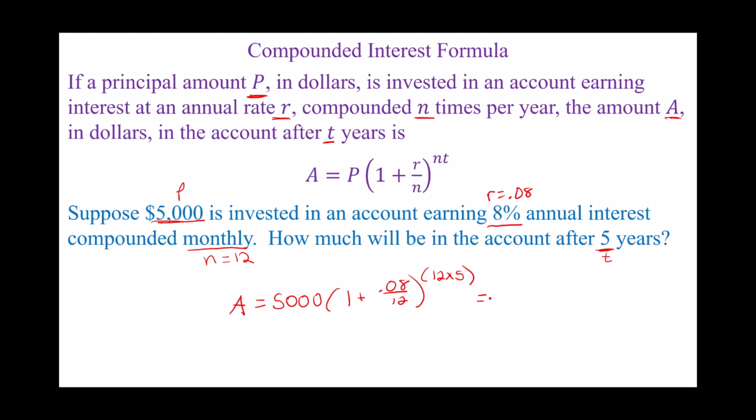Then I could put that in my calculator. You can put it in just like that if you use both sets of parentheses that I have written there. And we should get $7,449.23. Always round to the nearest penny when we're talking about money. Makes sense to round to the nearest penny.